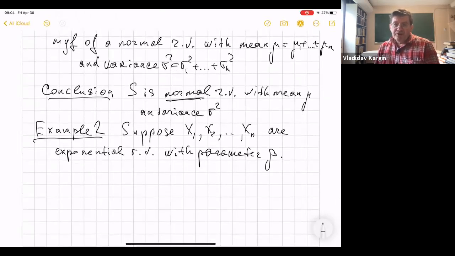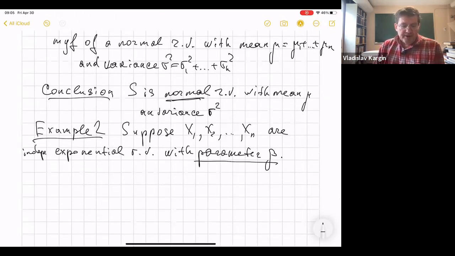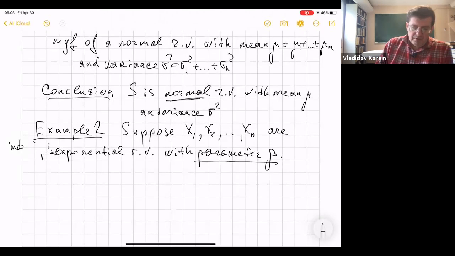And so here it's not so interesting because in the previous example we had mu_i and sigma_i, which can be different for different random variables. Here it's important that this parameter is the same for all of them. And so it's also always independent. Okay, so independent, exponential with parameter beta.